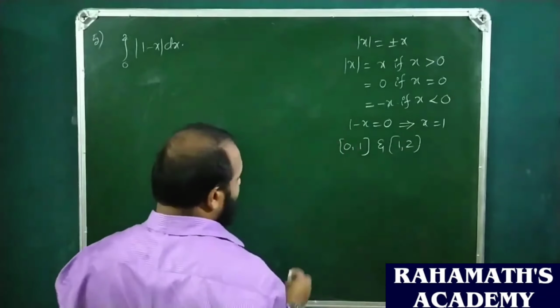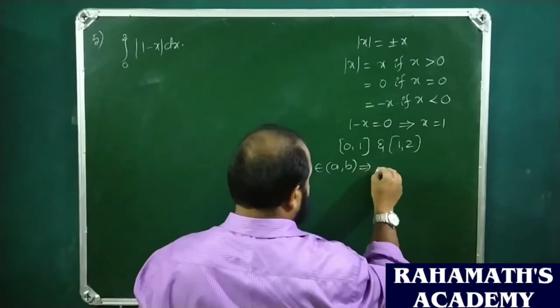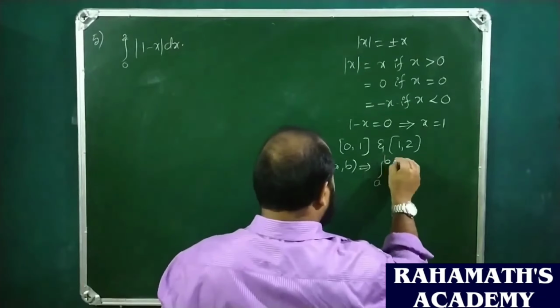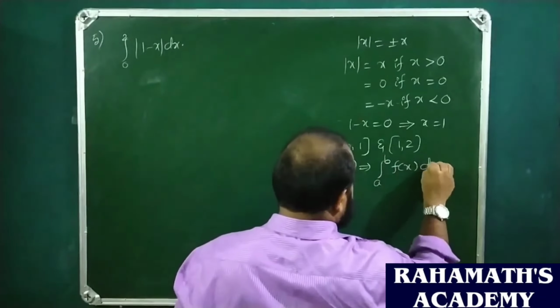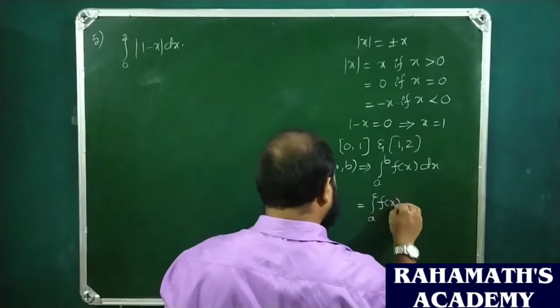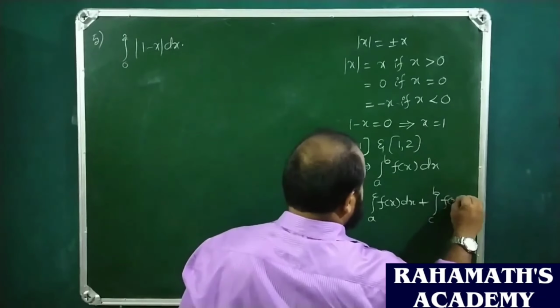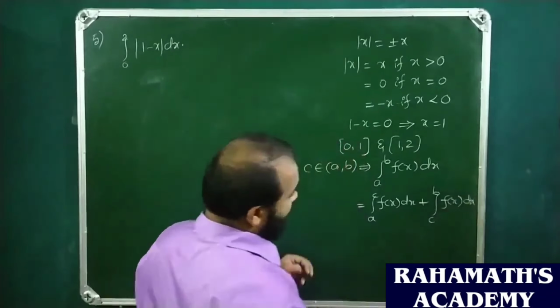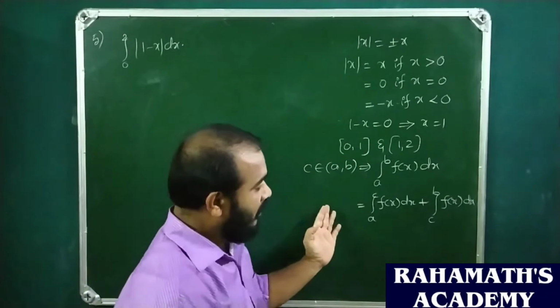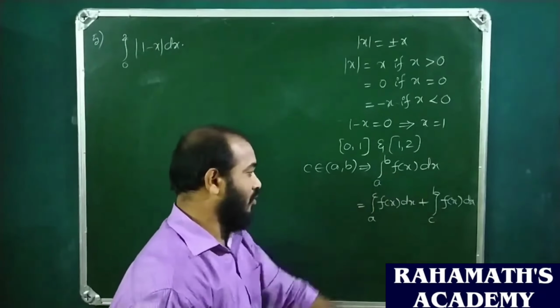We have the property that if c is lying in between a and b, then integral a to b f of x dx is equal to integral a to c f of x dx plus integral c to b f of x dx. We have discussed this in the fourth or fifth property, that we have discussed before.